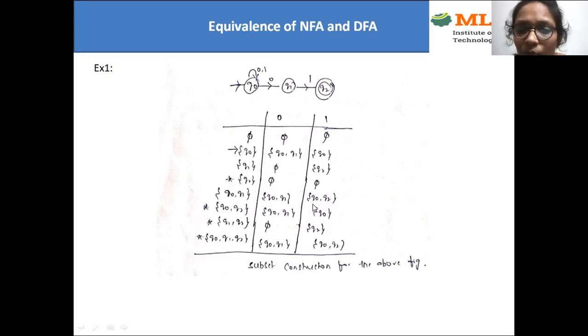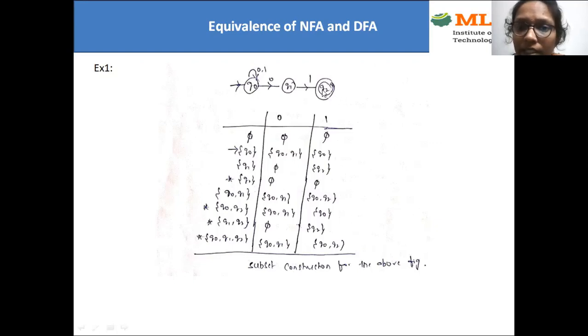So like this, whatever new terms you are getting. Now in this, Q0, Q1 is already over, and what is the new term you're getting? Q0, Q2. So that you need to construct again here. Like this, you need to write the table again and again with the new terms you are getting till all the new terms are completed. And coming to the final state, anyhow we know only one initial state will be there, so that will be the initial state of the NFA.